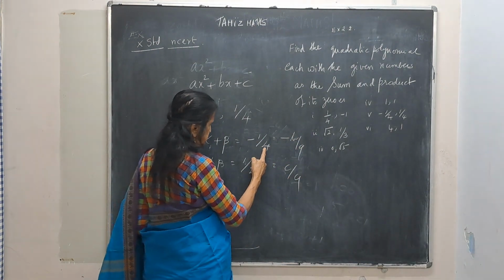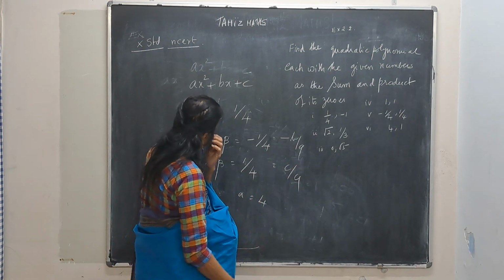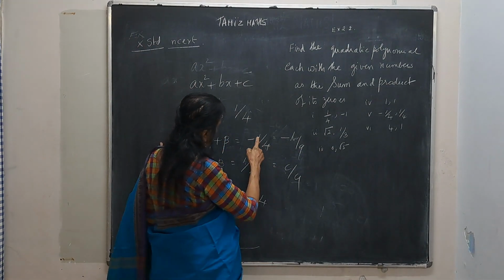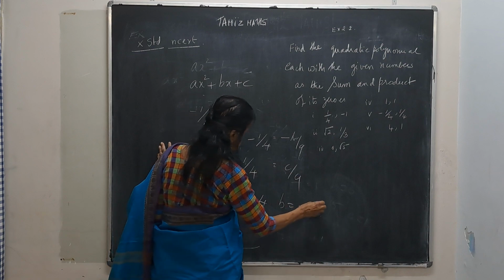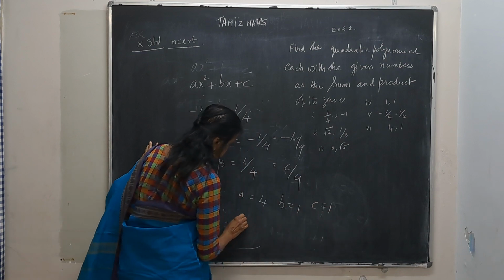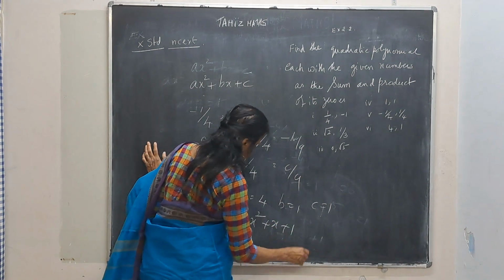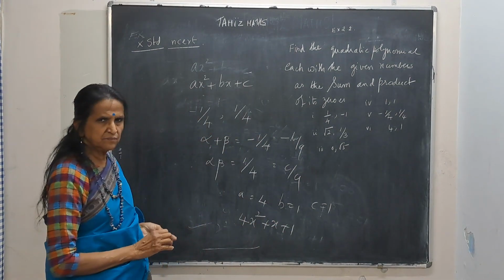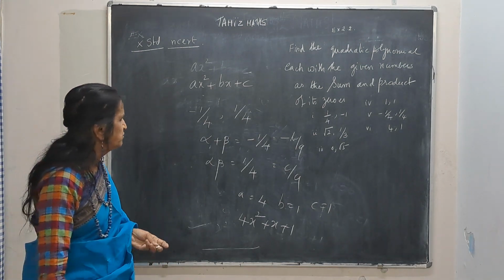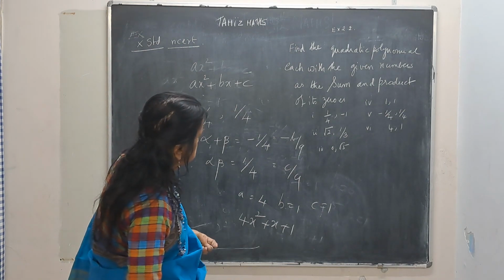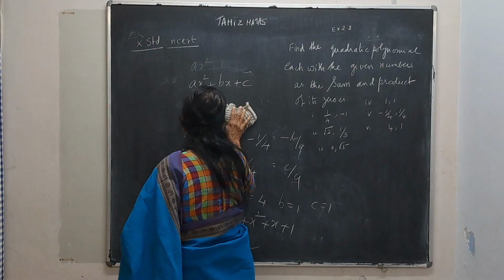From this and this, what is a? A is 4. What is b? B is 1. What is c? C is 1. So what will be the equation? 4x squared plus x plus 1. Okay? This is problem number 5. Subdivision 6 we'll go.